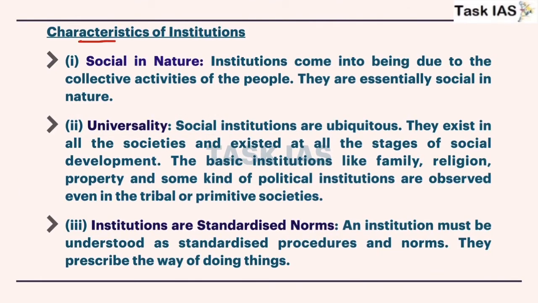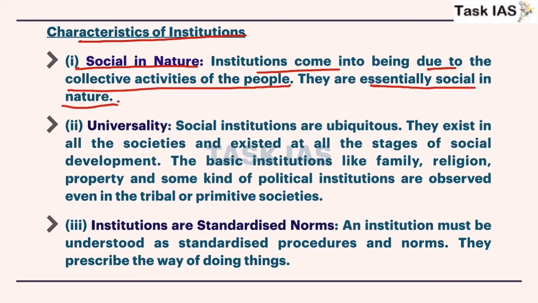Now the characteristics of these institutions. Firstly, social in nature. Institutions come into being due to the collective activities of the people. They are essentially social in nature. So how are social institutions originated? If you think about this question, some relations are repeatedly performed by an individual. For example, the rise of inequality and surplus by more agricultural production.